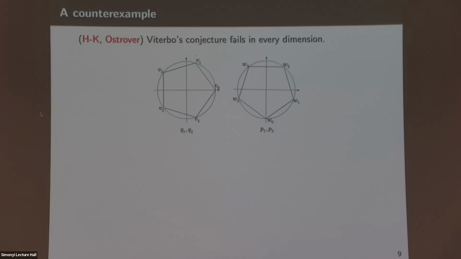Which capacity does this fail for? The minimal action one, the one that all capacities coincide on for convex.